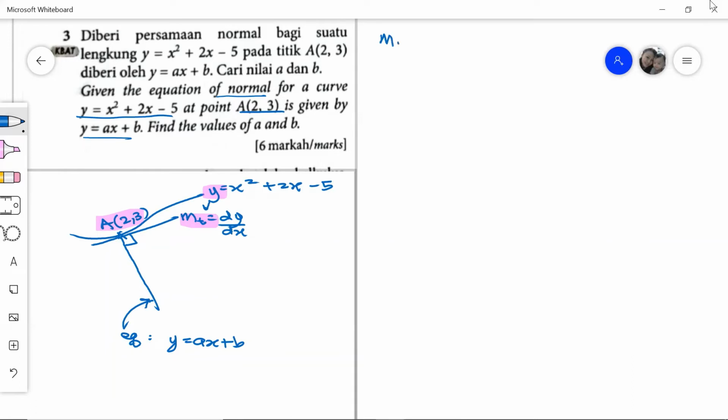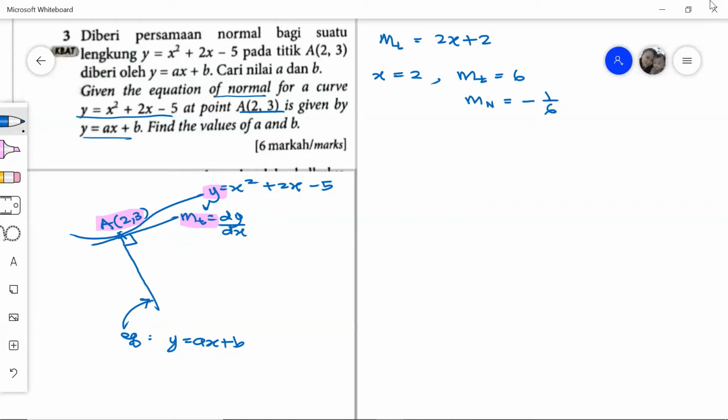So the gradient function of the tangent will be dy/dx, that is 2x plus 2. So at point A, x equals 2. Therefore, the gradient of tangent will be 2 times 2, 4, 4 plus 2, we got 6. So if the gradient of tangent is 6, now normal comes in. So gradient of normal will be the negative of its reciprocal.